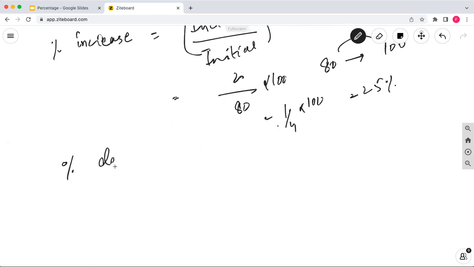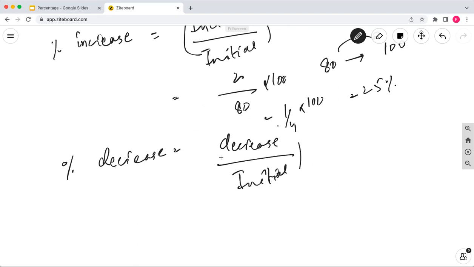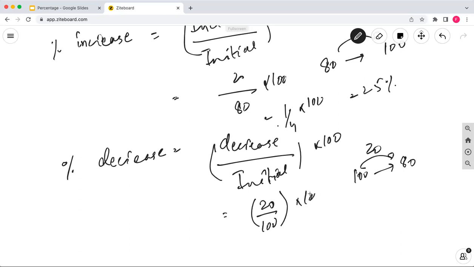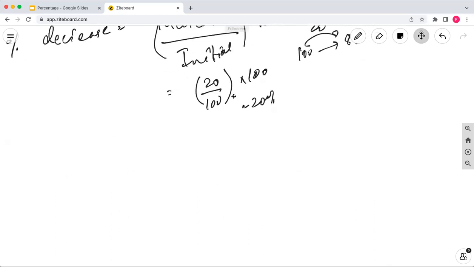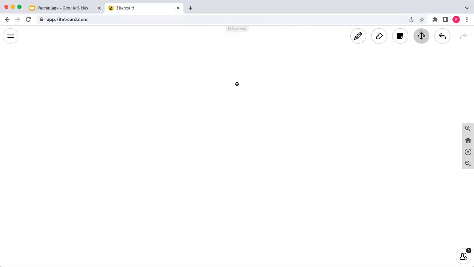percentage decrease. Again, this will be whatever the decrease is divided by initial value into 100. So if I take the same case, if a value is decreased from 100 to 80, what will be the percentage decrease of that value? 20%. Yeah, what is the change? That is 20. What is the initial value? 100 into 100. So this is 20%, right? Okay, so this is one way of testing the percentage change. Now the next concept is about the multiplier.